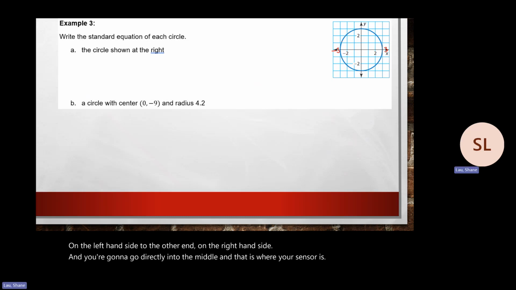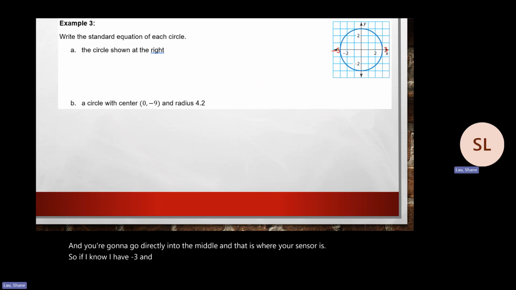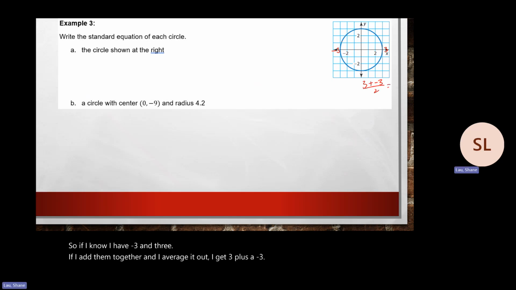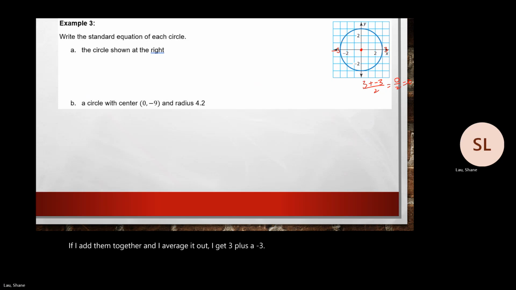So if I know I have -3 and 3, if I add them together and average it out, I get 3 plus -3, divided by 2, which is 0. I have a center at 0, 0. And that is still going to work even with our Y value. We have a +3, then a -3, the exact same numbers. It's going to work out. So our center is 0, 0. We'll find our radius now.